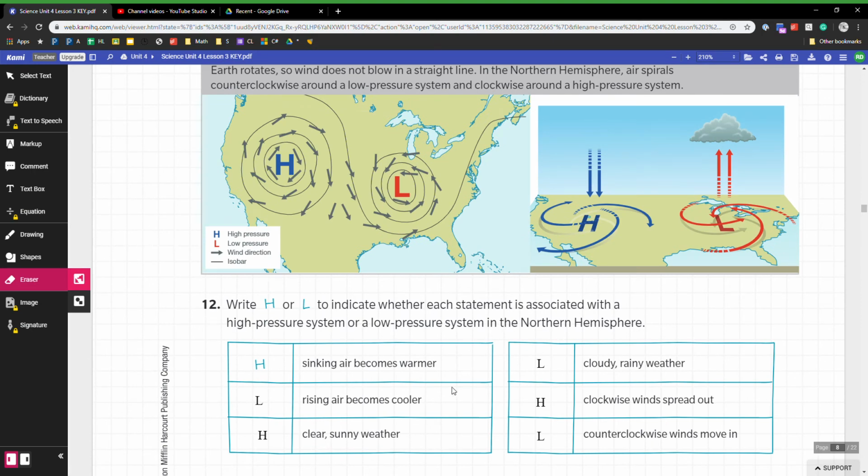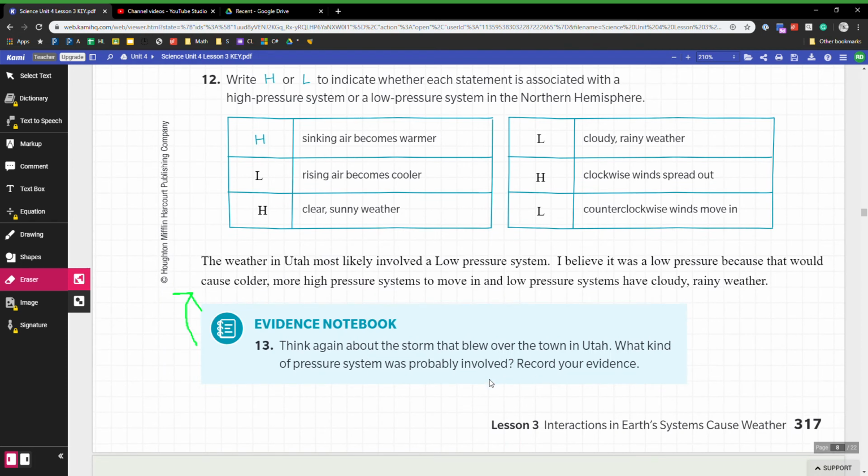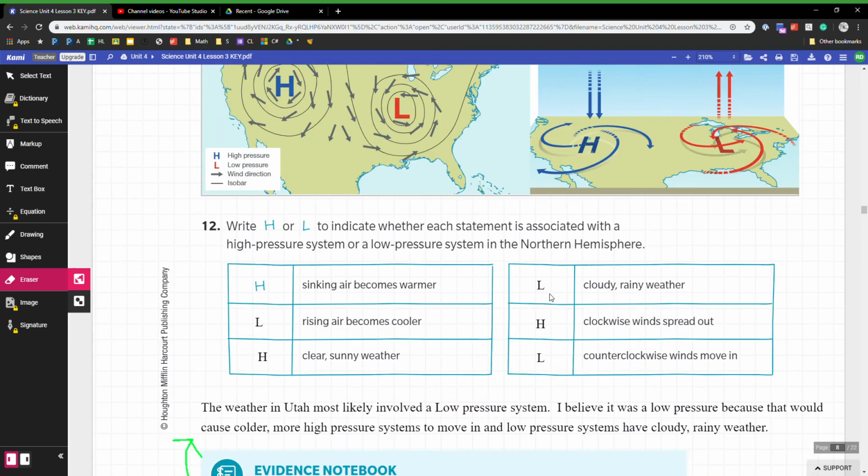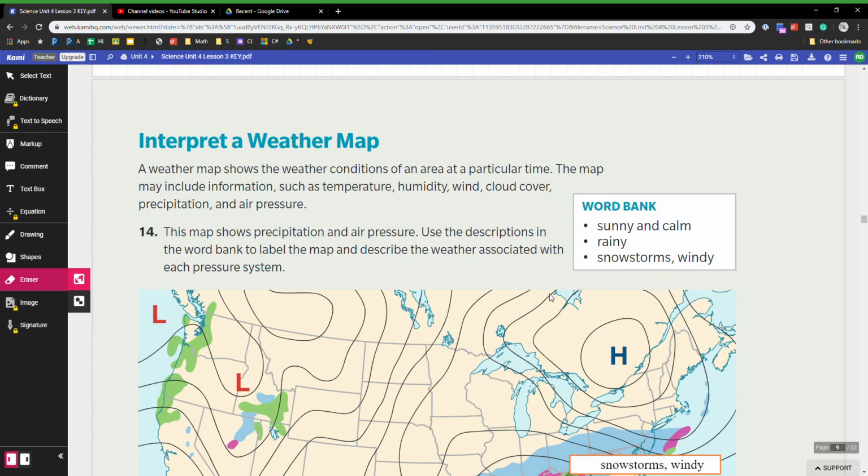I just said all this stuff, so I'm going to skip by this. What kind of pressure system was probably involved in Utah? I would say a low pressure system, because a low pressure system is going to be drawing in air and creating more clouds and stuff like that. So I'd say low pressure system.